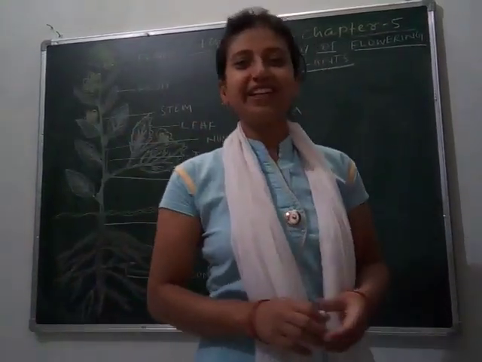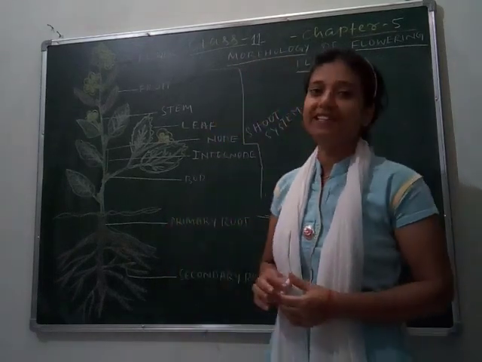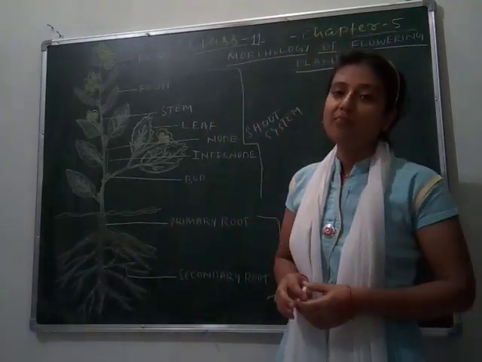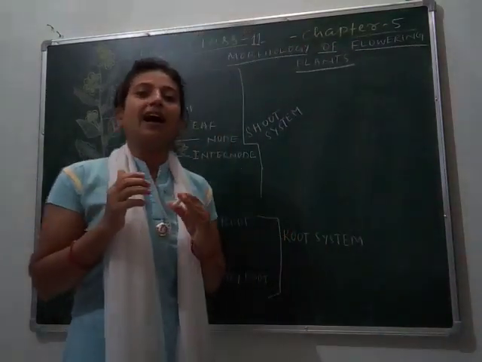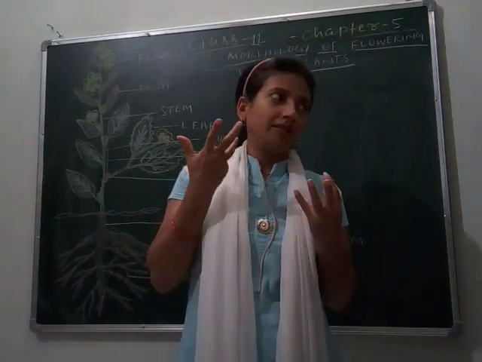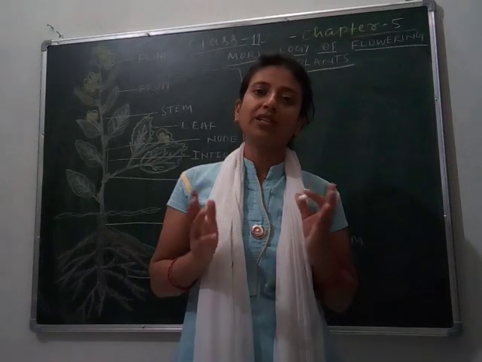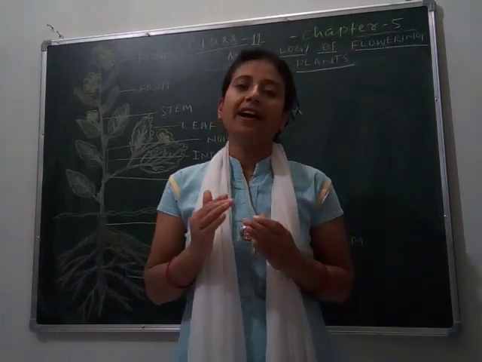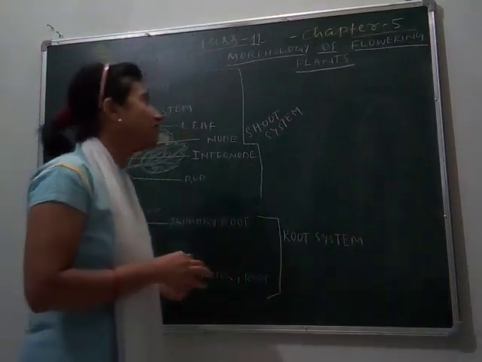Hello students, good morning. Today I am going to start your new chapter, that is chapter 5 of class 11, Morphology of Flowering Plants. This is a very interesting chapter, and through this chapter you will come to know about different types of plants, their different parts, what their functions are, and how they are modified to do functions other than their original function.